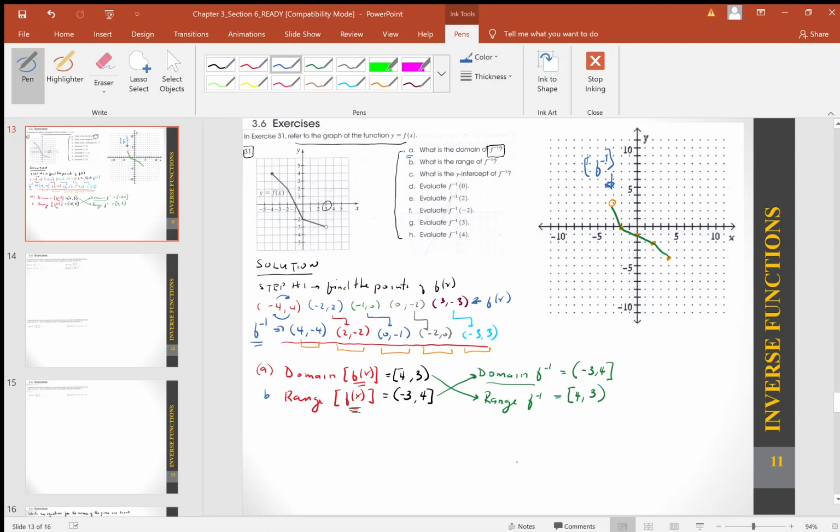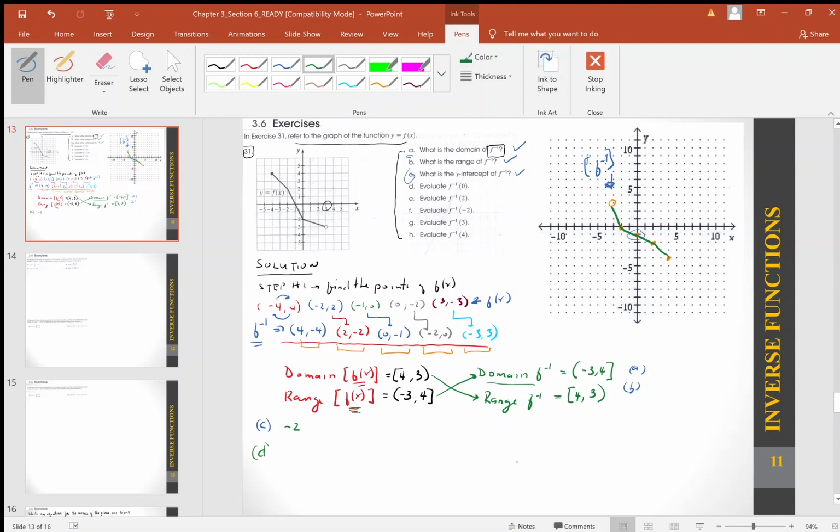Now, we found A and we found B. This is A right here, and this is B right here. Now they want to know, what is the y-intercept? Well, the y-intercept, C, just tells us where the graph crosses the y-axis. So our C is going to be -2.